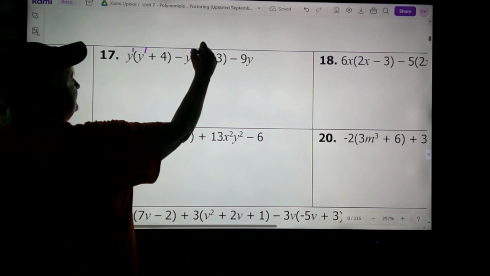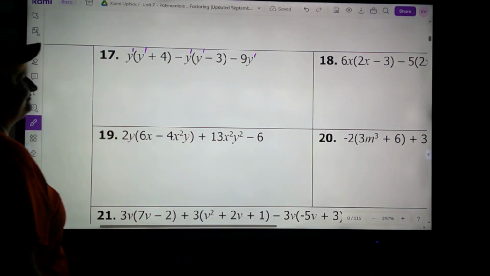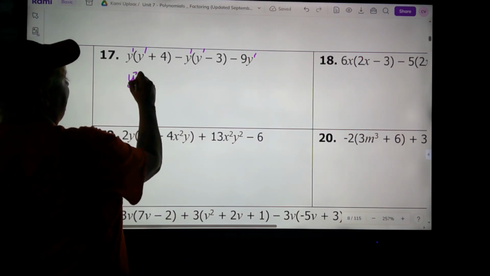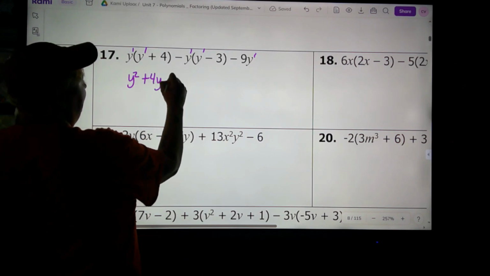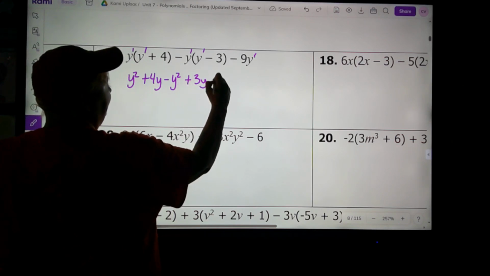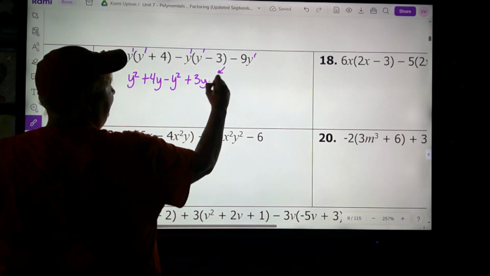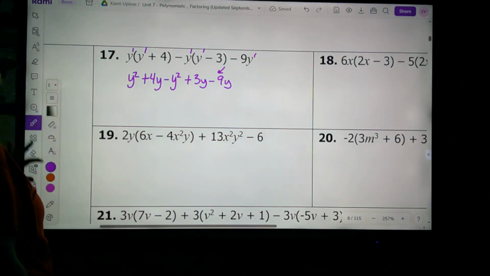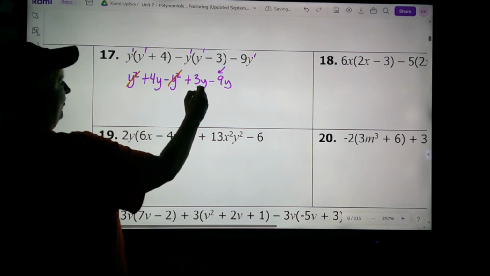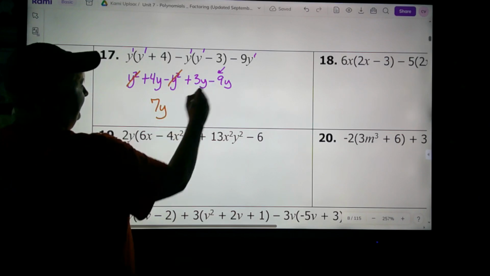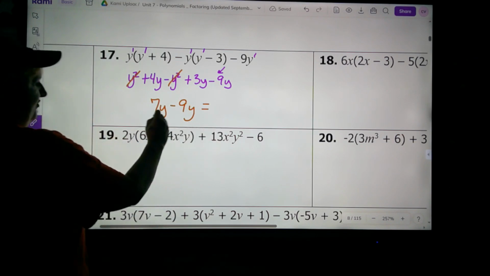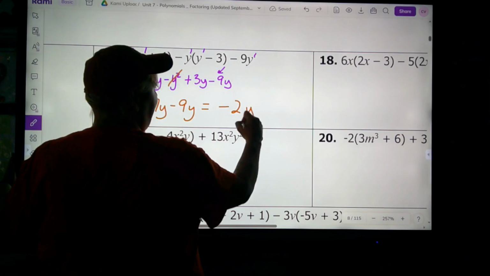Invisible, invisible, invisible, invisible, invisible, just to get it out of the way. So we have y squared plus 4y minus y squared plus 3y, and then bring down negative 9y. Combine your like terms. Y squared minus y squared cancels, 4y plus 3y is 7y. We have minus 9y. 7y minus 9y is negative 2y.